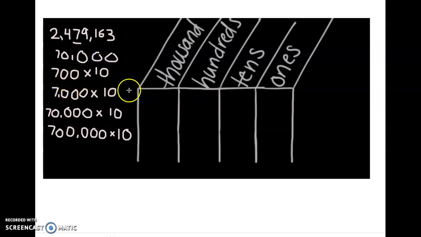Would it be 700 times 10? So if I did 700 times 10, since we're multiplying, go that way, that's 7,000. So no, it's not that one. Okay, what about 7,000 times 10? Well, let's try that.